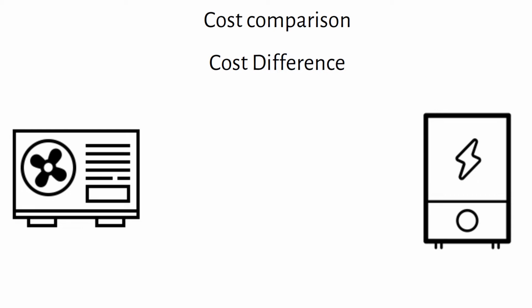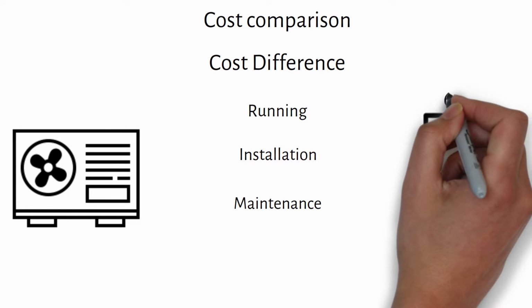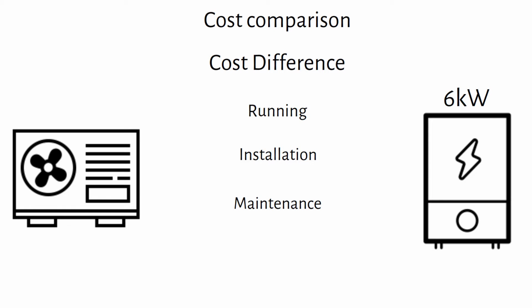He wants to look at the running cost difference, the installation cost difference, and the maintenance cost difference. The difference between a 6 kilowatt electric boiler and a 6 kilowatt air source heat pump in installation is £5,000.